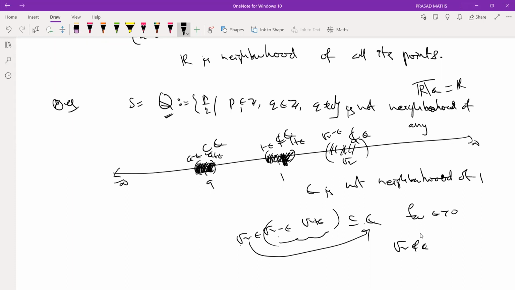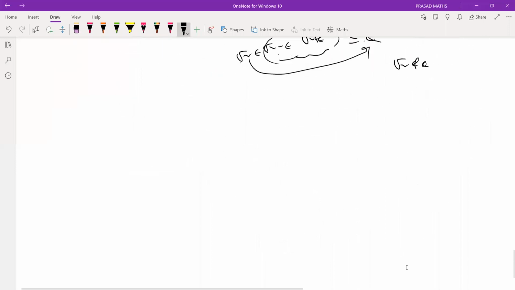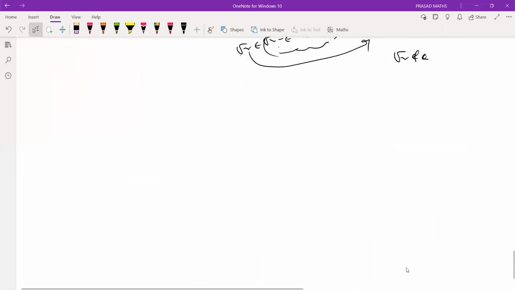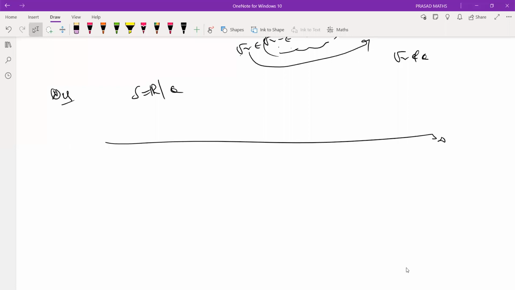Any of its points. Suppose irrationals, is it a neighborhood of any of its points? No, sir. The same idea. You take any irrational point, you give me any neighborhood, it contains rationals. This rational is not contained in your irrationals, right? So therefore R minus Q is not a neighborhood of root 2.